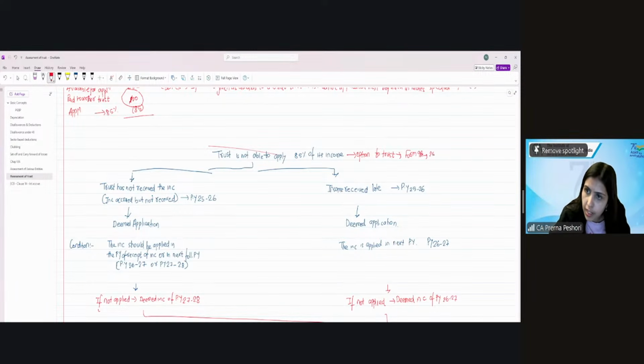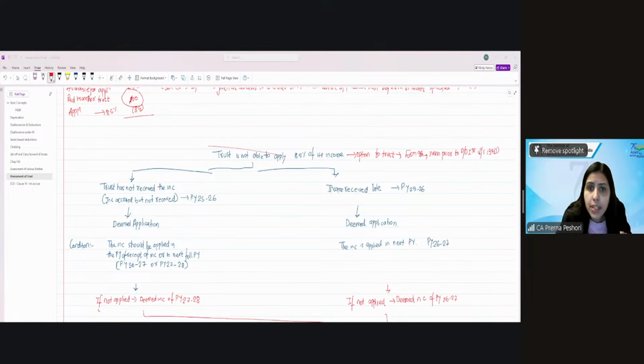This has to be filed 2 months prior to the due date of income tax return under 139(1). Clear? So this 9A has to be filed 2 months prior to the due date of the return of income.